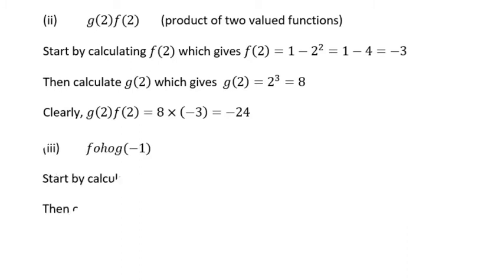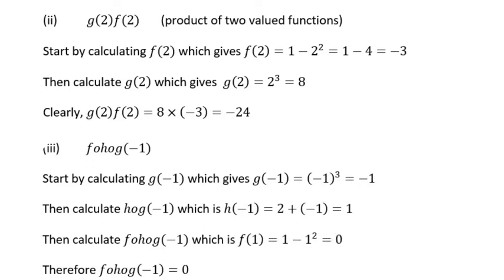f of h of g of minus 1. We start by calculating g of minus 1, which will give us minus 1 raised to the power of 3, which is equal to negative 1. Then we calculate h of g of minus 1, which is h of minus 1, because g of minus 1 is minus 1. So h of minus 1 will give us 2 plus negative 1, which is equal to 1.